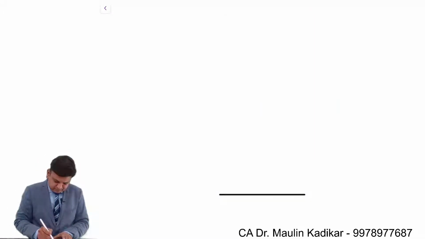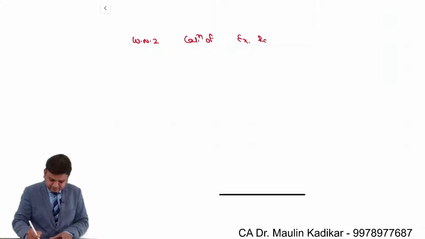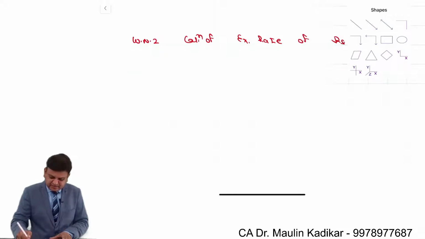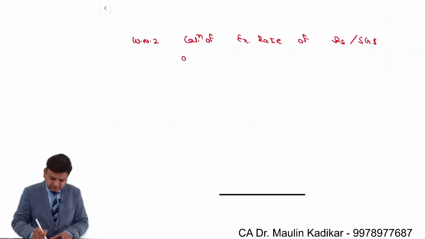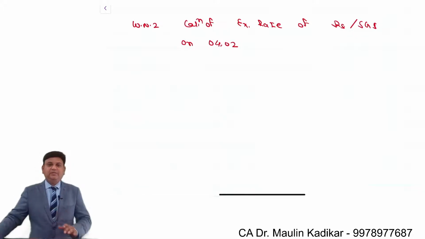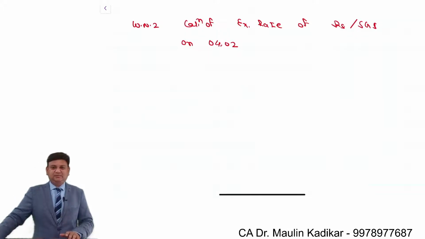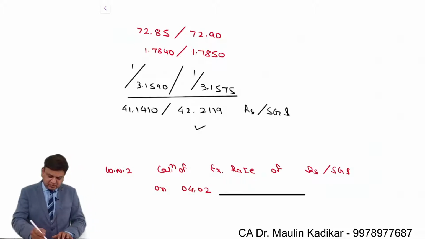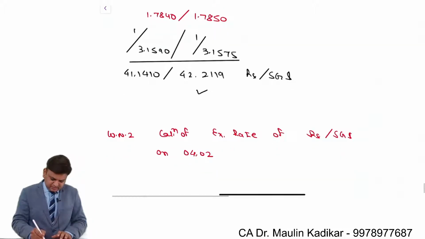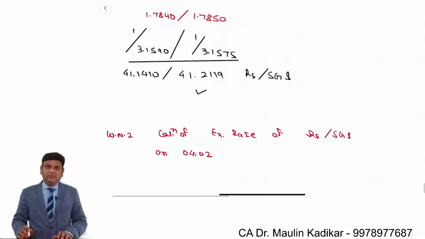working note number 2. Calculation of exchange rate of rupees per Singapore dollar on 4th of February. Please put your answer in the chat box. Friends, over here there is a mistake on my end. It is 41.2119.